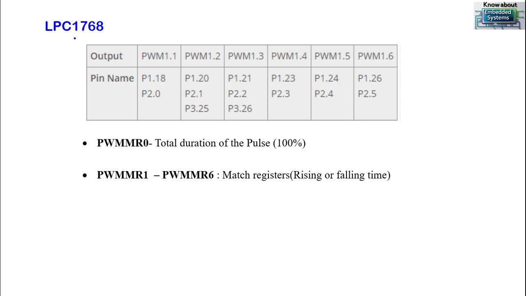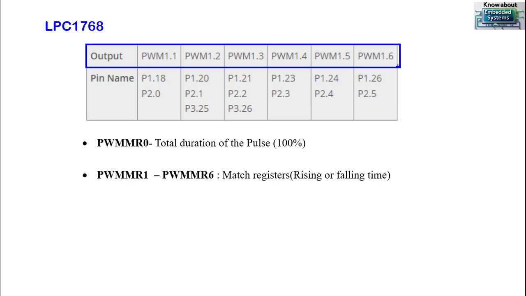In this LPC1768 microcontroller, we have a total of 6 outputs available with respect to one single PWM. One single PWM will have 6 outputs and we call it a 6-channel PWM. We can generate 6 outputs at a time, 6 single edge PWM outputs. If you want to go for double edge, you can generate only 3. So that is what it says.